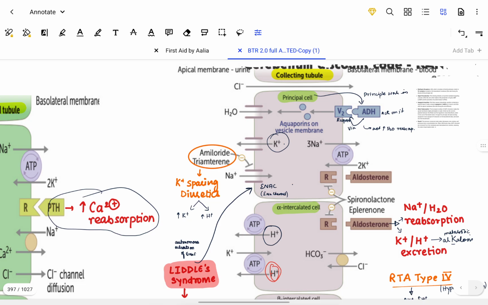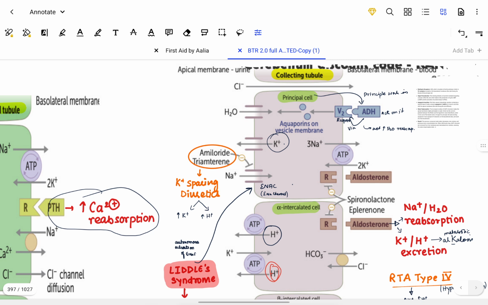Okay, so that was the function of ADH. It's acting on the V2 receptor, activating the aquaporin channels. They are acting on the apical side, increasing the permeability to water, causing water reabsorption. Okay.